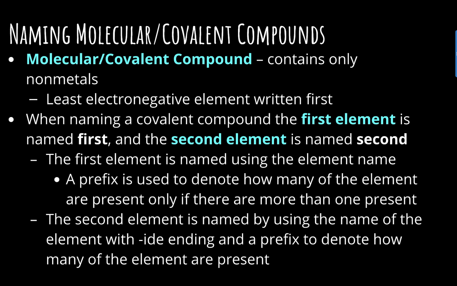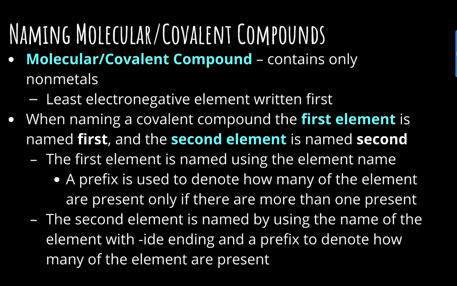Before you apply these rules, you have to make sure that you are dealing with a covalent compound. When the order is written for a covalent compound, the least electronegative element is always written first. That's how they decide which of the two nonmetals comes first and which one comes second. When we name a covalent compound, the first element is named first and the second element is named second. Whatever's written first comes first in the name, whatever's written second comes second in the name.